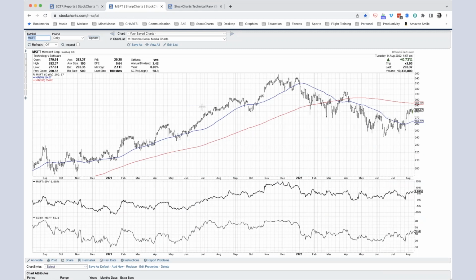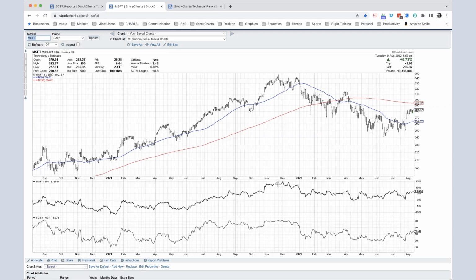Now, on this chart, we can see the price of Microsoft. I can see the relative strength of how Microsoft is doing relative to the S&P 500. That's a simple ratio. And then at the bottom, I'm actually charting the scooter ranking going back over time. And I wanted to show you this just to show you the relationship between the relative performance of the stock and the relative value of that stock according to the scooter rankings.